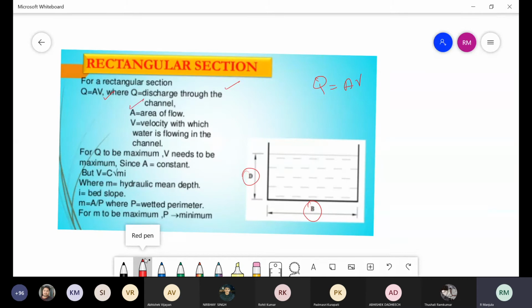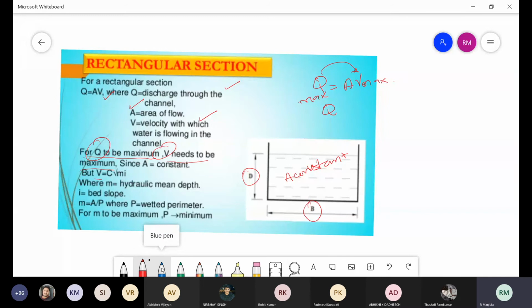Q is the discharge, A is the area of the flow, V is the velocity with which the water is flowing. If you want Q to be maximum, then because Q is directly proportional to V, when V is maximum, Q is also going to be maximum. But the cross-sectional area remains constant. You are not changing the cross-sectional area.